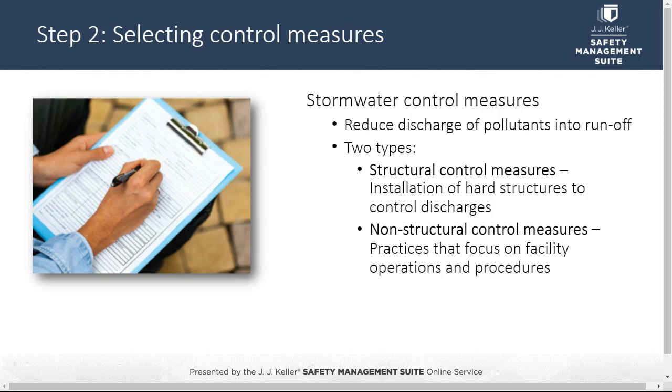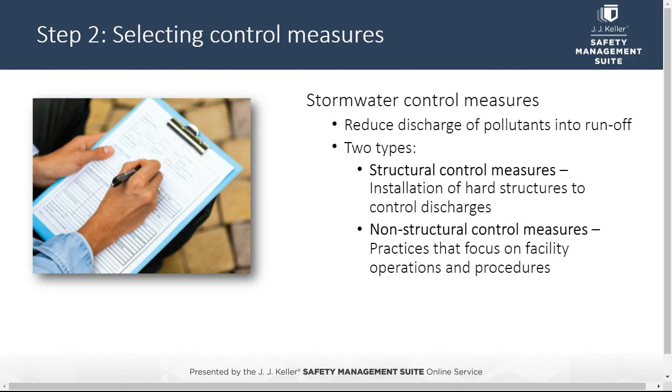All right, so step 2 is identifying and selecting control measures appropriate and adequate for your source. Stormwater control measures are practices and equipment that reduce the discharge or potential for discharge of pollutants into stormwater. Stormwater control measures can be divided into 2 classes of control, structural and non-structural practices. Structural control measures may include things like the installation of hard structures to control. This includes practices such as vegetative swales, collection and reuse of stormwater, inlet controls, snow management, and infiltration devices.